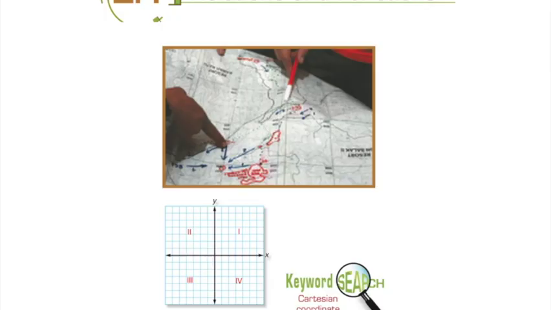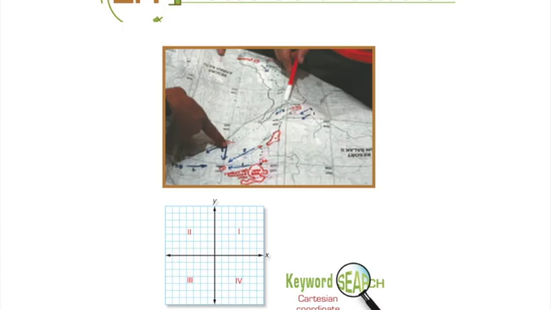the coordinate plane is 4 quadrants, which hopefully this part's review. It goes counterclockwise, quadrant 1, quadrant 2, quadrant 3, quadrant 4. You have x, y are positive here. X is negative, y is positive here. They're both negative here. X is positive, y is negative here. And those are your 4 quadrants of your coordinate plane.